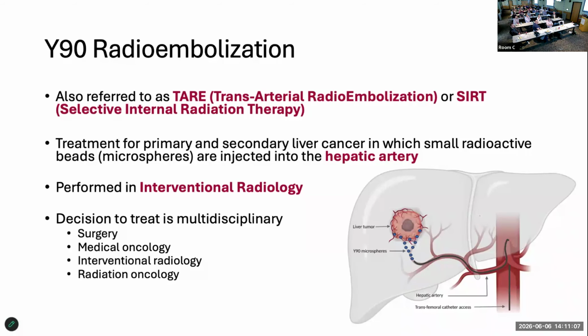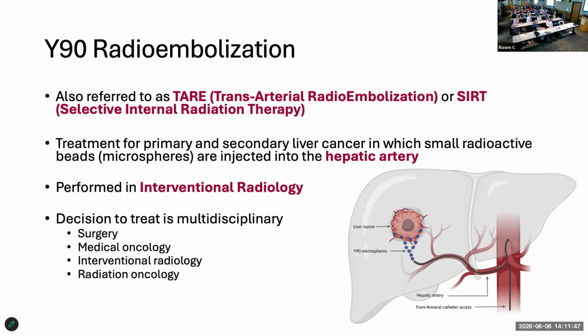So Y90 radioembolization is also referred to as TARE or SIRT. TARE standing for transarterial radioembolization, SIRT standing for selective internal radiation therapy. It's kind of in this strange in-between space where it's not necessarily a brachytherapy, not necessarily a radiopharmaceutical therapy, but it involves taking radioactive microspheres and directly injecting them through the hepatic artery into targets in the liver. So those microspheres are going to embolize, meaning they're just going to stay wherever we inject them, and they're going to deliver radiation to our target, usually tumors that are of HCC's varieties.